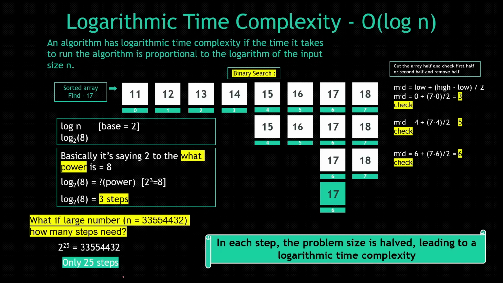In each step, the problem size is halved, leading to a logarithmic time complexity. From the example you can see, in the first step we halved our problem size, then again in the second step we halved our problem size, and in the third step we halved our problem size. So in each step the problem size is halved, leading to a logarithmic time complexity, O(log n).